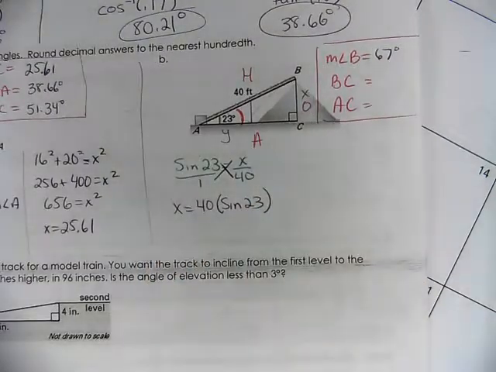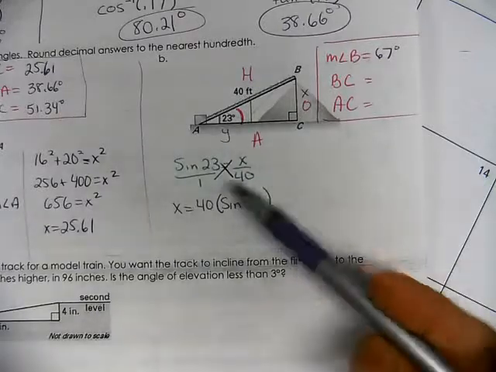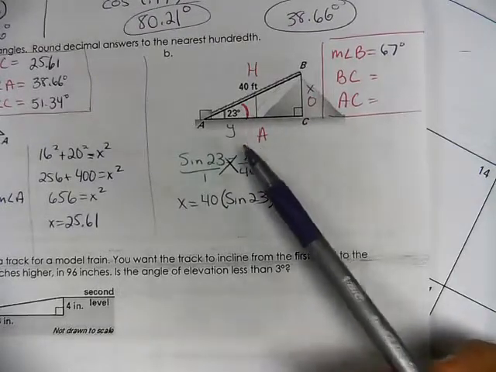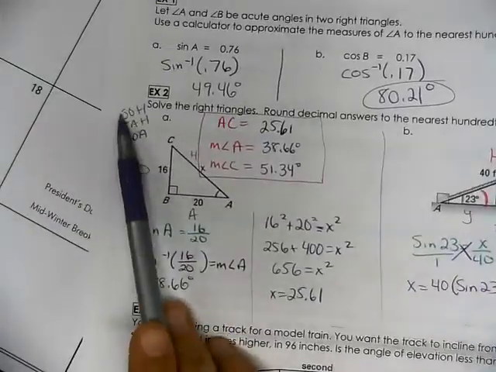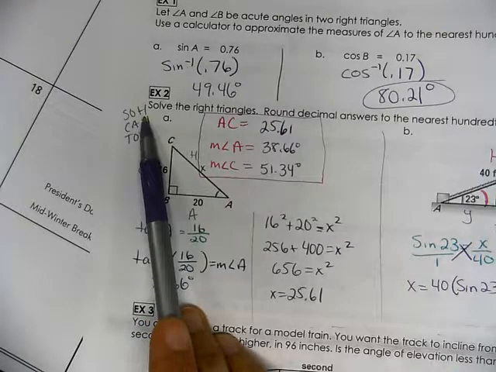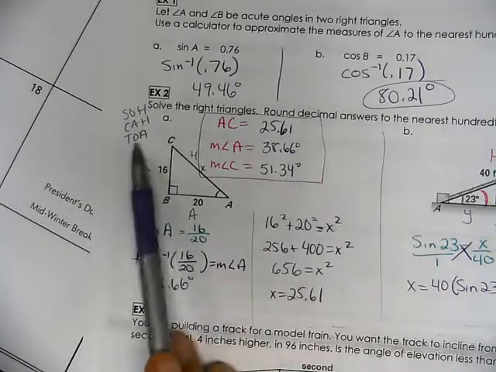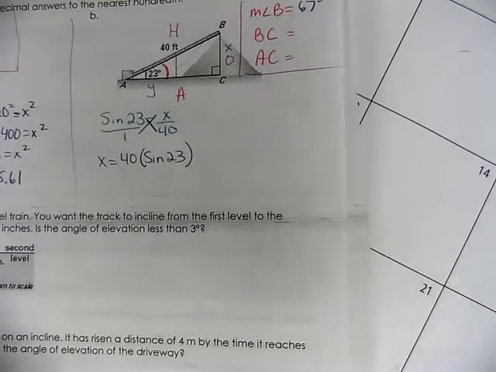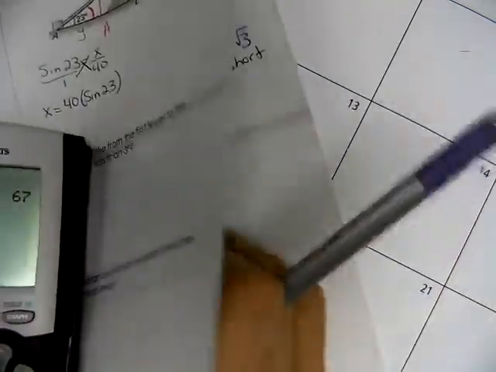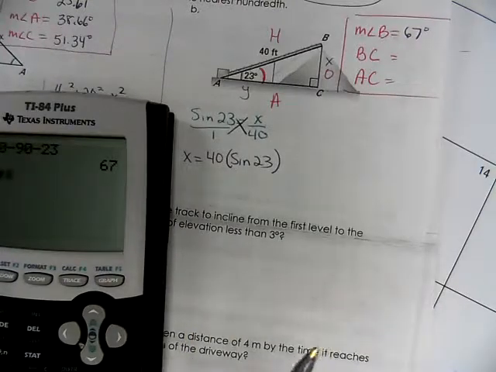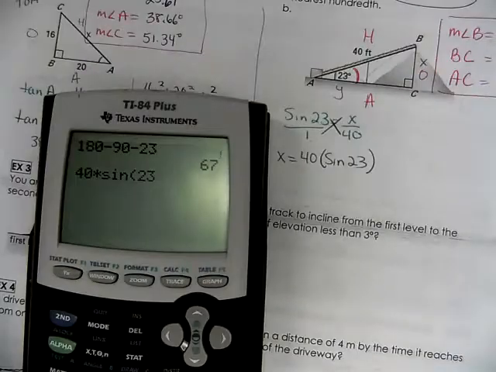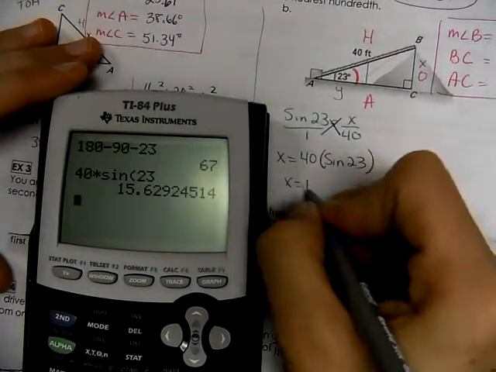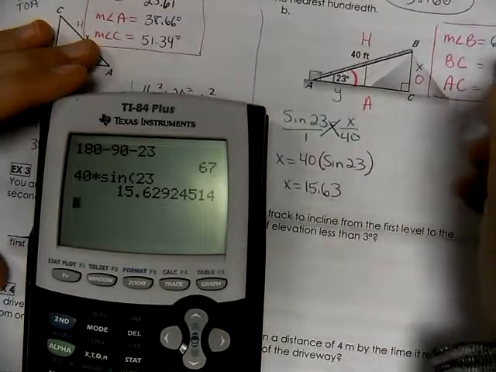A lot of you on the worksheet on Friday or Thursday were always dividing because the two things I showed you how to do was division. Or people always thought, well, the number always goes on top. No. Remember, with SOH, it's O over H. With CAH, it's A over H. With TOA, it's O over A. So you're either going to multiply or divide. So this is just 40 times the sine of 23, which is 16.63, or 15.63. So that's BC.